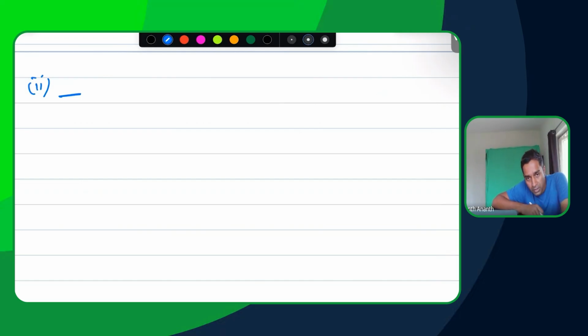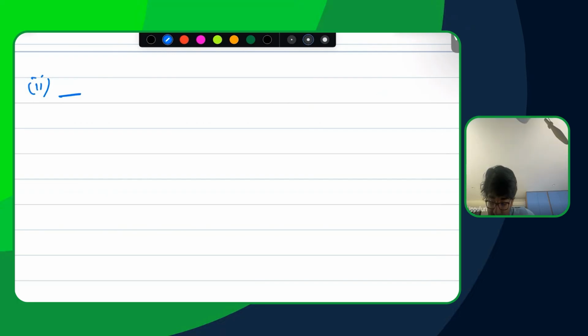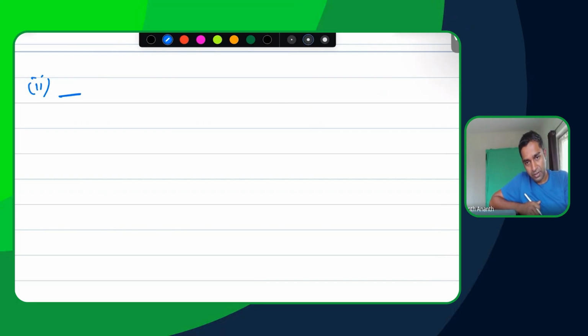Third one, we have these two as positional isomers. So 1, 2, 3, 4, 5 and 1, 2, 3, 4, 5. Yeah, they are positional isomers. Correct. Next, Br and C2H5 and C2H5 Br are identical. Correct. Next is CH2OH and CH3 and OH are positional isomers.